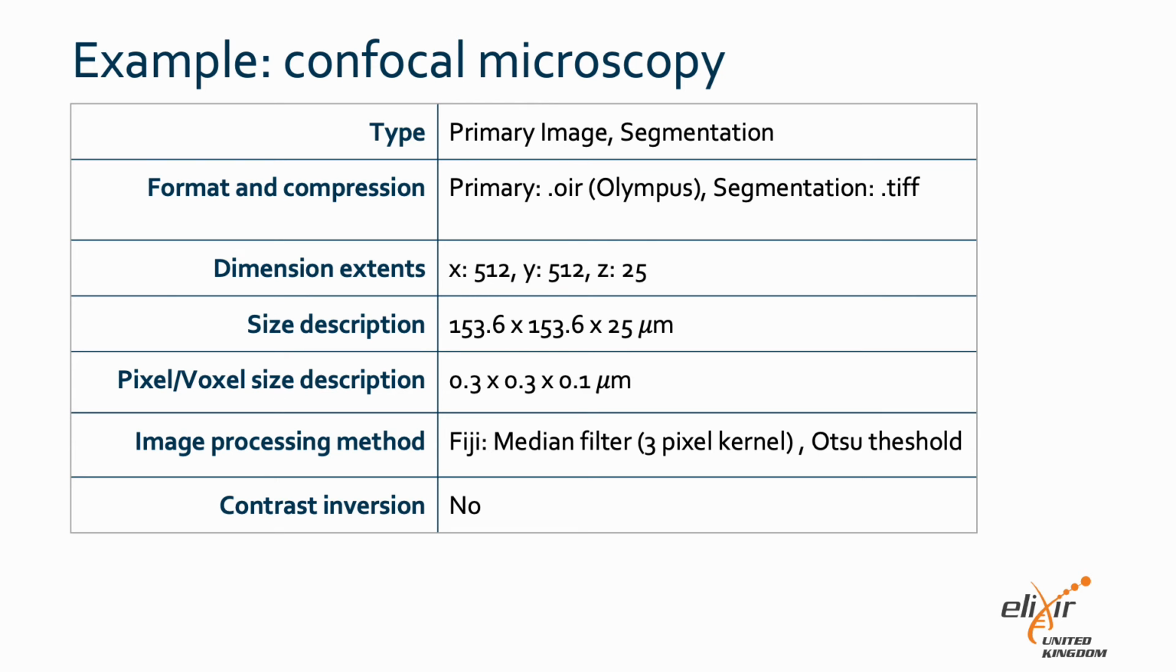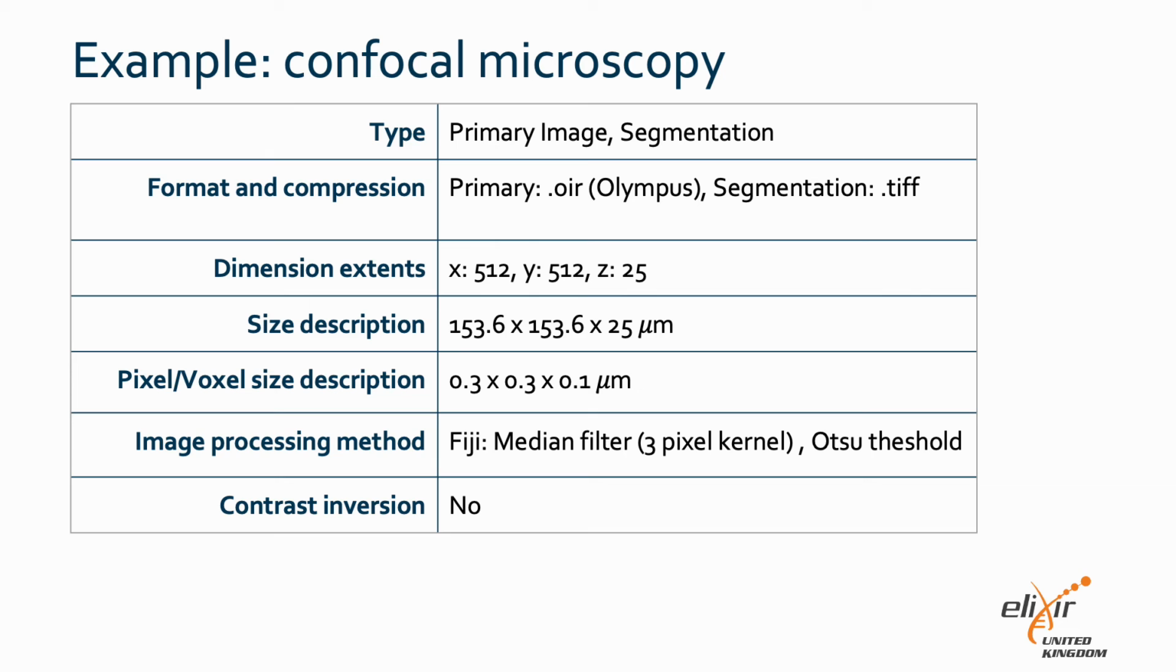So here is an example of some primary image and segmentation data. The primary image is an OIR file. This is a proprietary file type, so I've also put the company in case a user needs to look up that file format type or how to open it. The segmented images have been saved as TIFF. The dimension and size details are the same for both images. It is a 3D image with only one channel and time point.